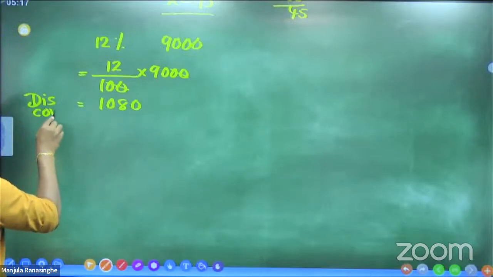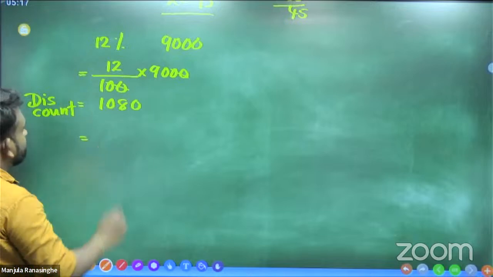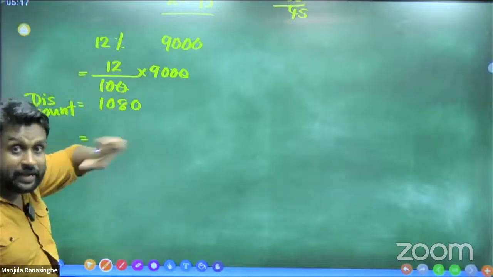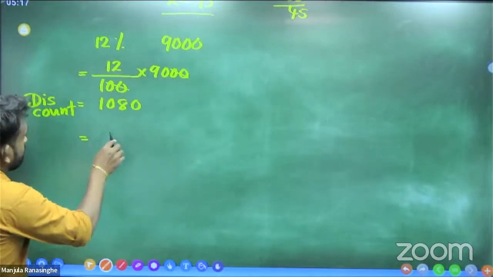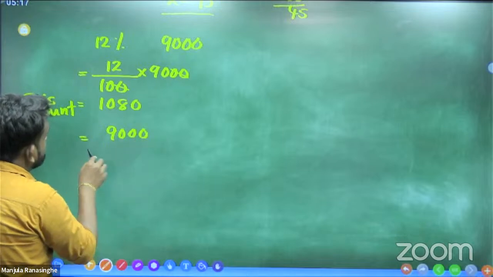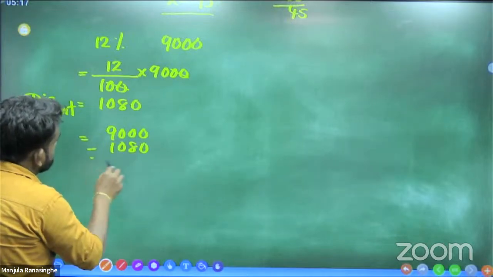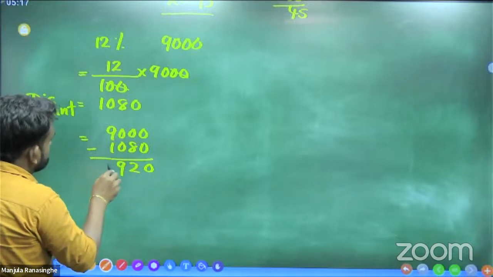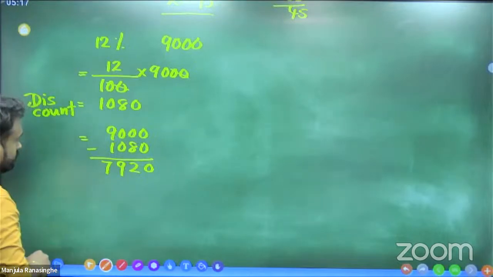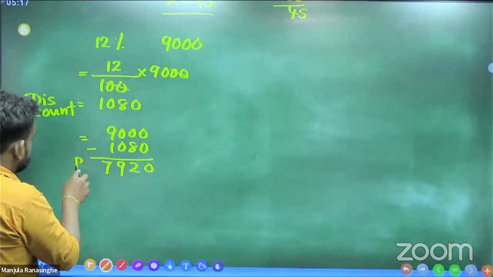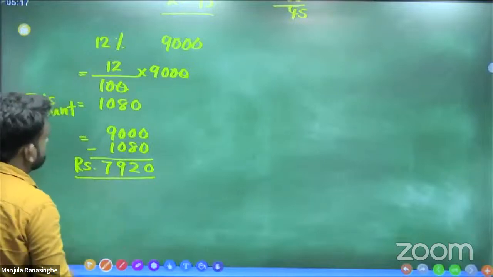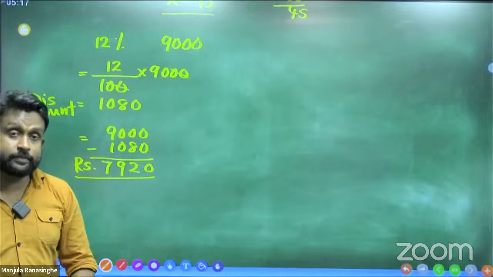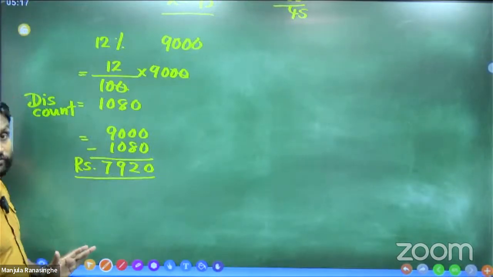So then what is the discounted price? Discounted price means this is deducted from 9,000 when they are paying. Then from 9,000 subtract the 1,080. That gives you 7,920 rupees. Okay, that is the payment to be done. So that is one method.